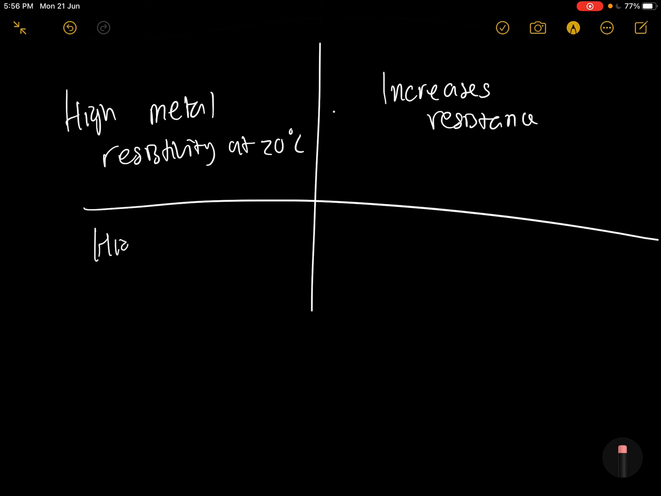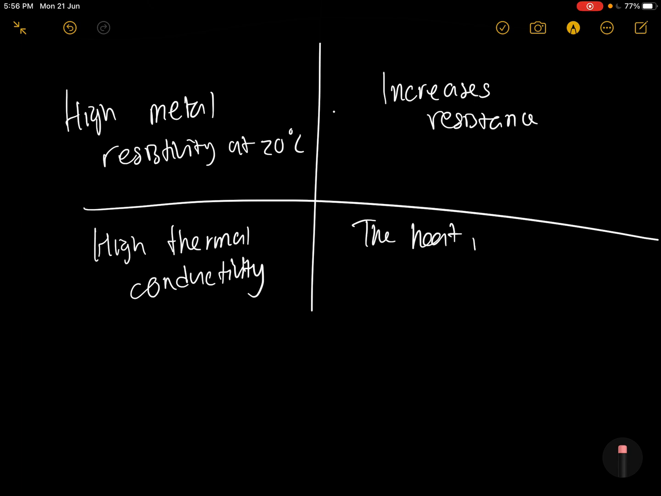Number 2, high thermal conductivity. Why do you need high thermal conductivity? Because a better thermal conductor is better at dispersing heat. A heat insulator normally traps heat for itself, but a good heat conductor is good at conducting heat, is good at spreading heat. So the higher the thermal conductivity, the faster the heat is spread. So you can say here that the heat is spread faster and more evenly.